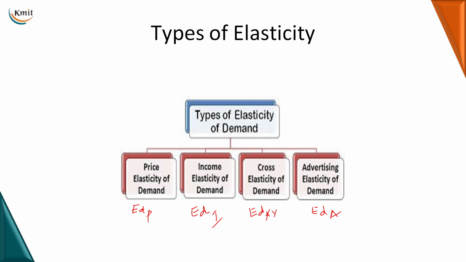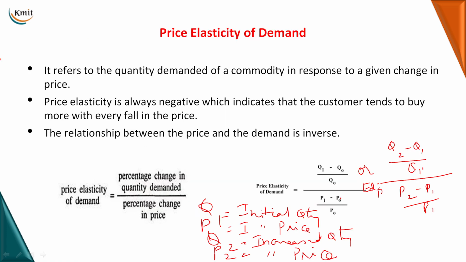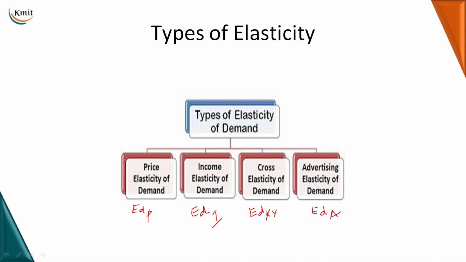Basically, types of elasticity of demand are classified into four types. One is price elasticity of demand. Next one is income elasticity of demand, cross elasticity of demand, as well as advertising elasticity of demand. So the respective representations have been written here.